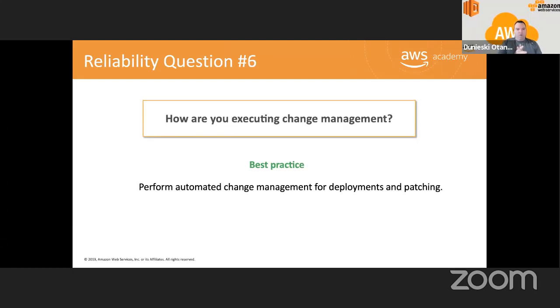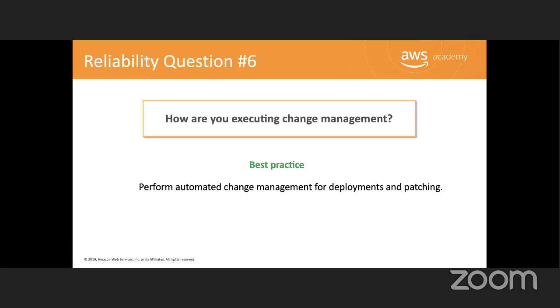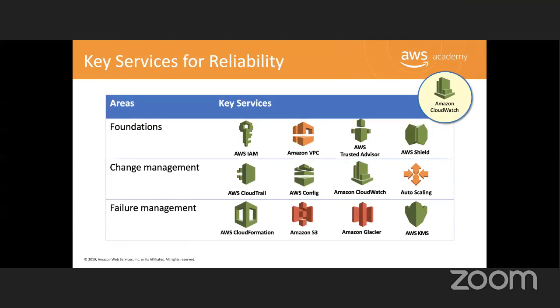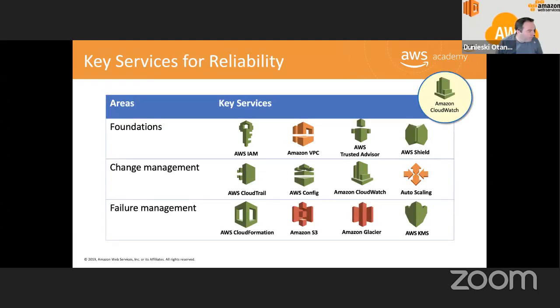So how are you executing change management? Perform automated change management for deployments and packaging. What are the services that we use for change management? Remember at the beginning of the class? What are the ones that we mentioned? Config. It's Config. We mentioned this one. CloudTrail, AWS Config, Amazon CloudWatch, Auto Scaling.